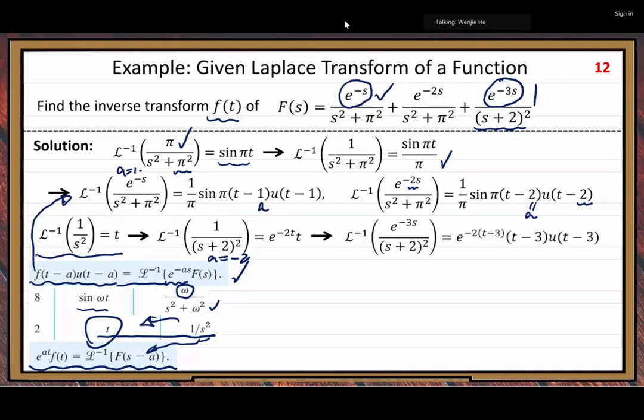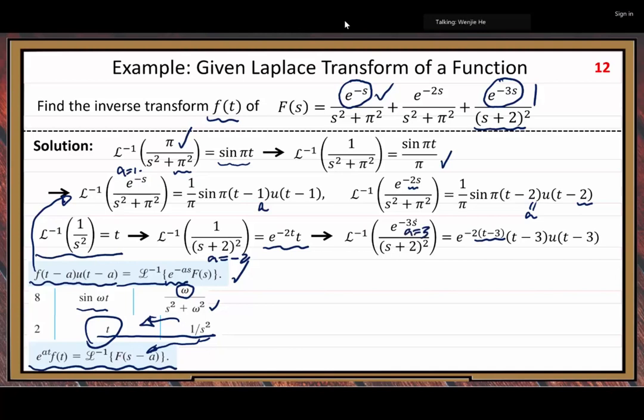So then we add that e to the negative 3s to the numerator by this theorem. Little f, we know the little f, right? So this is the little f function. When we apply this second shifting theorem, we need to replace t by t minus a. Here, a equals 3.